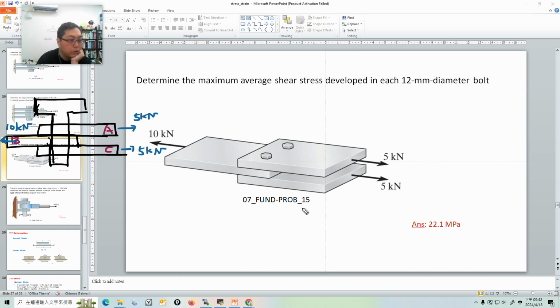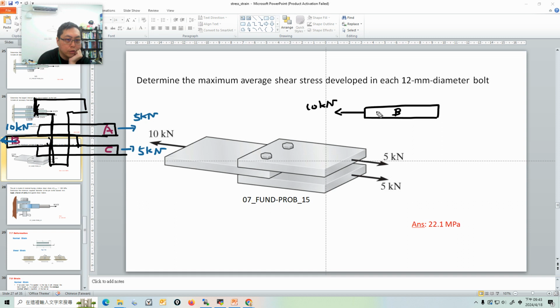Previously, when we analyzed the force on the bolt, I started from the middle one first. For this problem, we still start from the middle one first, because the middle one looks much easier to analyze. The middle one here is B, and it has 10 kilonewton external force. B contacts A, and B also contacts C.